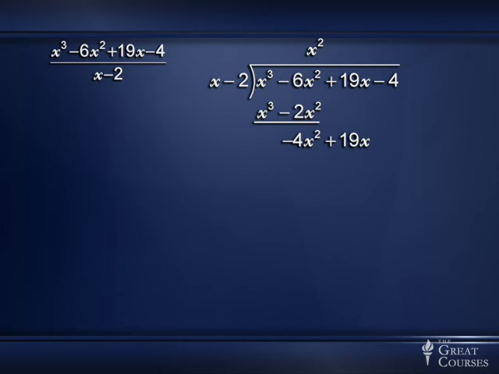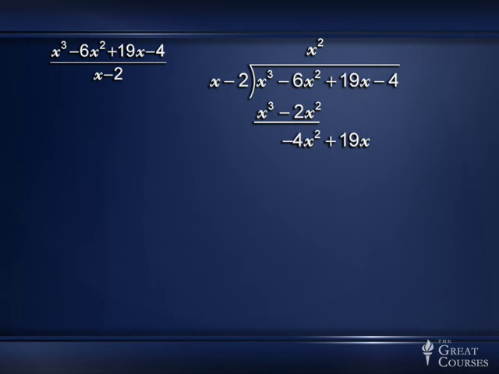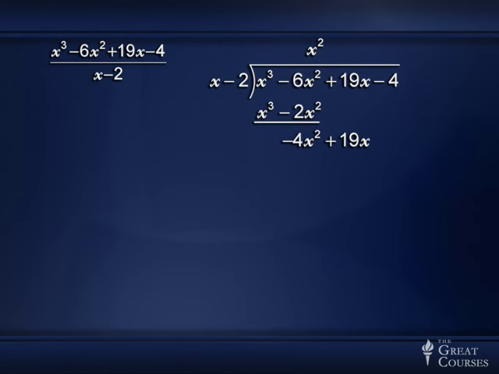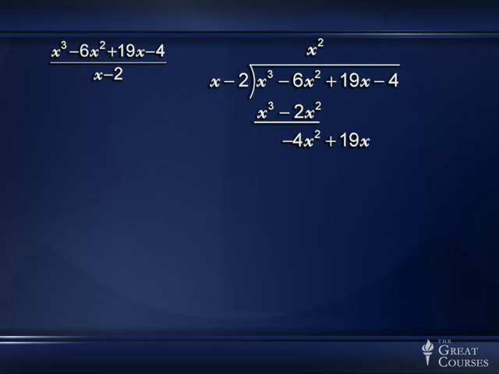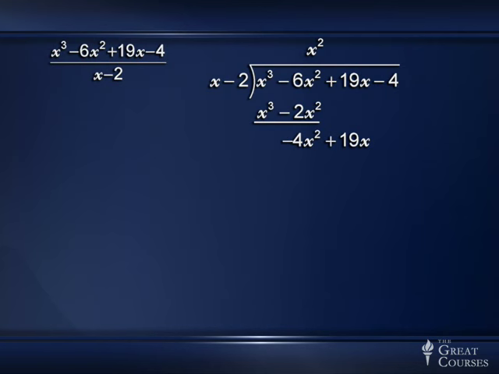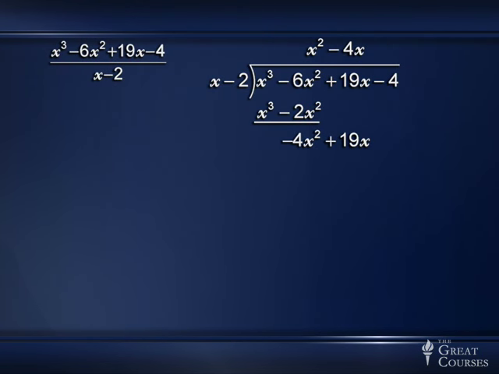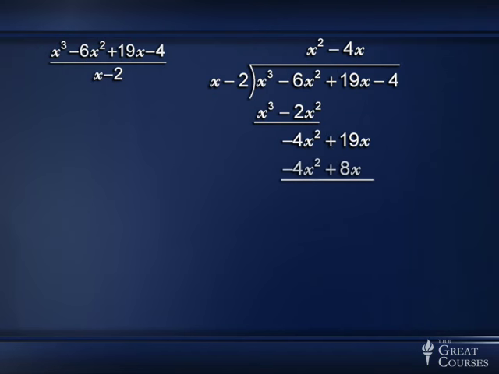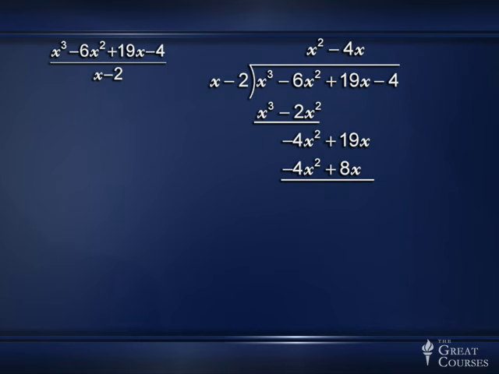And now I ask the same question. How many times is that x minus 2 going to go into the negative 4x squared plus 19x? Well, I need to really simplify that problem by asking, how many times will x go into negative 4x squared? That's really the question. And the thing I need to multiply the x by to get negative 4x squared back is negative 4x. So I'm going to put a negative 4x on the top, just after the x squared. And now I'm going to ask, what is negative 4x times the x minus 2? And when I do that, I'm going to have negative 4x squared plus 8x. Negative 4x times negative 2 is plus 8x.